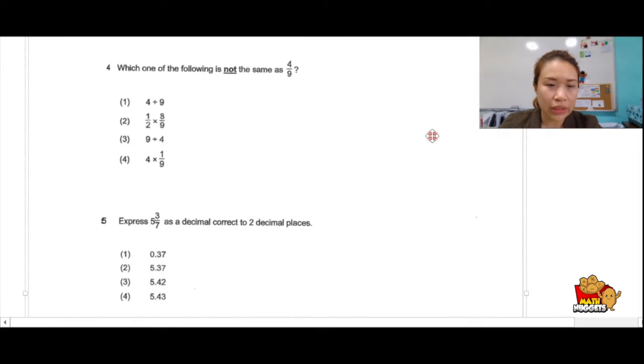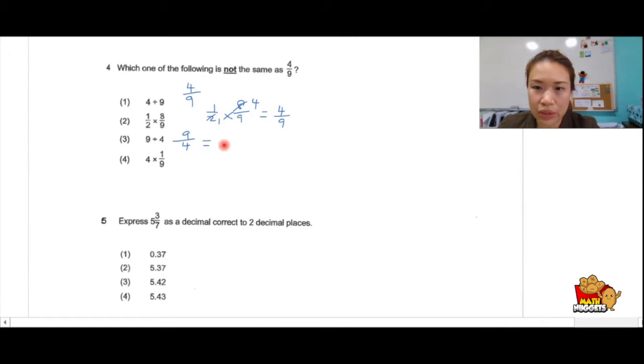Question 4. Which of the following is not the same as 4 out of 9? 4 divided by 9 means 4 out of 9. Okay, so next one, half times 8 out of 9. So if we do cross cancellation for this, divide by 2, divide by 2, this gives me 4 out of 9. 9 divided by 4 means 9 out of 4. And if I change this to a mixed number, this gives me 2 and 1/4. 4 wholes times 1 out of 9. I work this out, this gives me 4 out of 9. The answer is number 3.